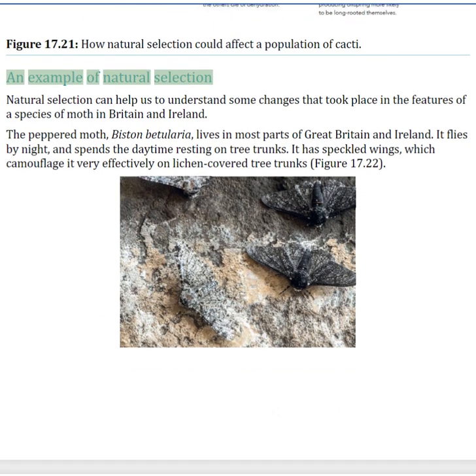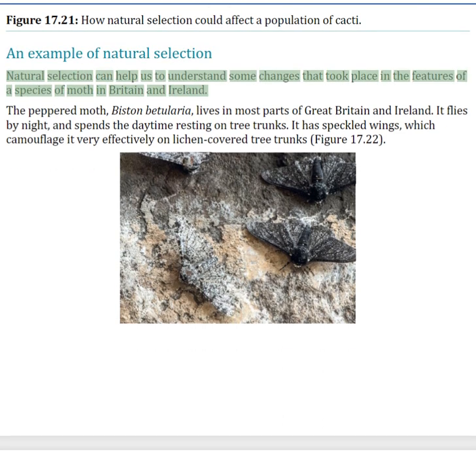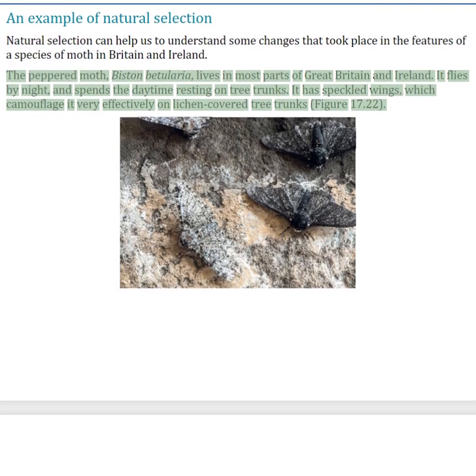An example of natural selection. Natural selection can help us to understand some changes that took place in the features of a species of moth in Britain and Ireland. The peppered moth, Biston betularia, lives in most parts of Great Britain and Ireland. It flies by night and spends the daytime resting on tree trunks. It has speckled wings, which camouflage it very effectively on lichen-covered tree trunks.